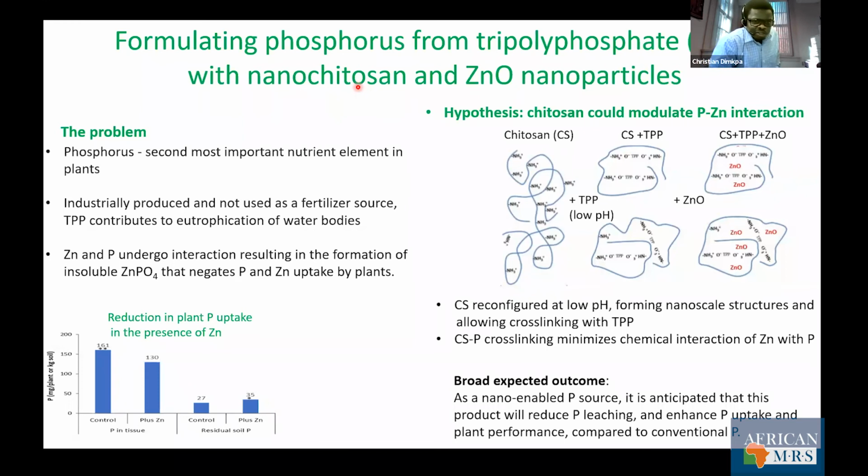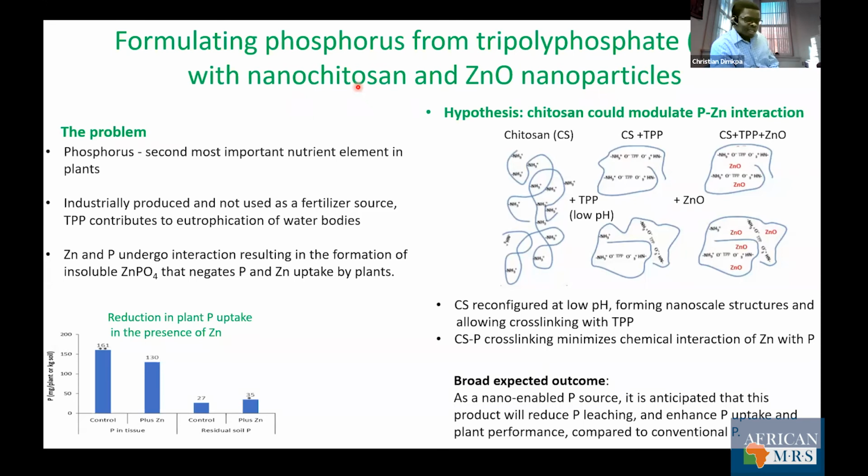And we have a source of phosphorus called tripolyphosphate that is produced industrially and not used as fertilizer. It leaches into the environment and causes eutrophication. If you look at detergents that people use to wash their laundry, it contains phosphorus, and that phosphorus is TPP. So how can we harness TPP as a fertilizer source? And to do that, how can we minimize certain interactions?